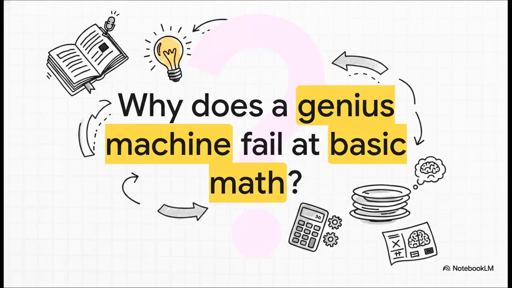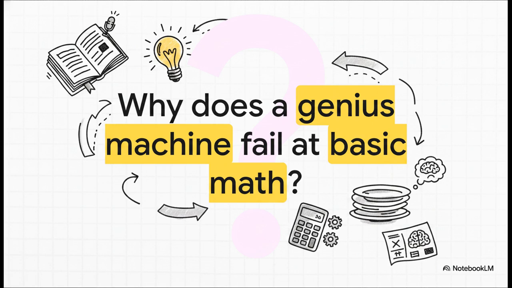Let's get into it. But before we really start, let me hook you with a question. Why does a genius machine, an AI that is literally capable of writing award-winning poetry or summarizing massive, complex legal documents in seconds, why does it so often struggle to calculate a simple restaurant bill? You've probably seen it happen. You ask it to add up a few items, and it confidently spits out a completely fabricated total.